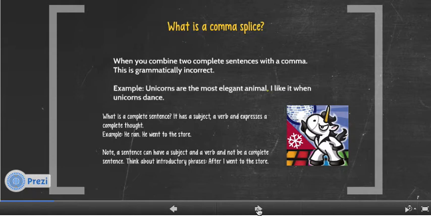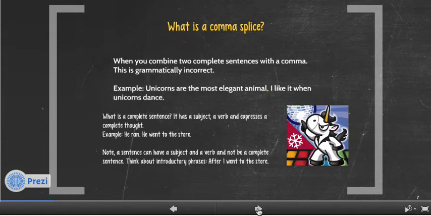Take a look at the segment before and the segment after your comma. Both of those are considered complete sentences. They can stand on their own. A complete sentence is a sentence that has a subject, a verb, and a complete thought. Both sides of that comma meet all three attributes. There's a subject, there's a verb, and they express a complete thought.